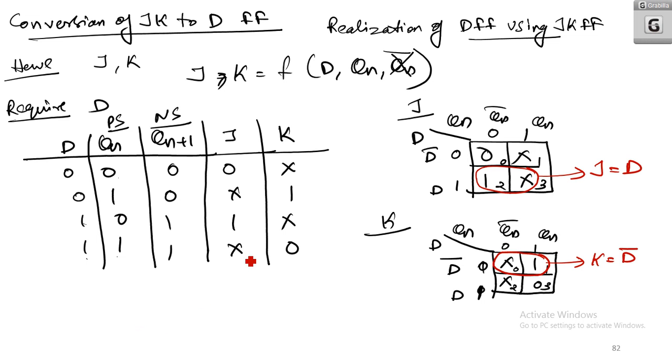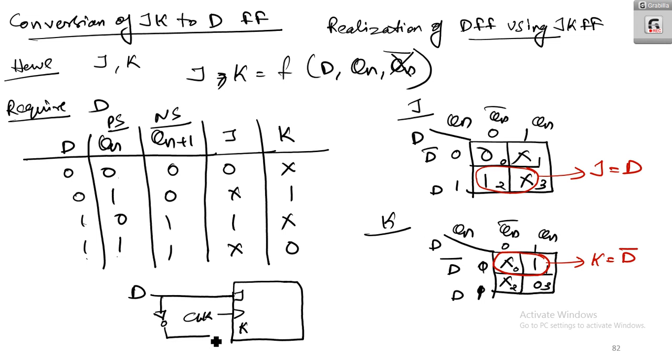Now if I am drawing the logic circuit, we are having a JK flip-flop with a clock, and D is the input. So J is D and K is D bar. Here I am having Qn and Qn bar, the output and inverted output. So this is how we are converting JK to D flip-flop.